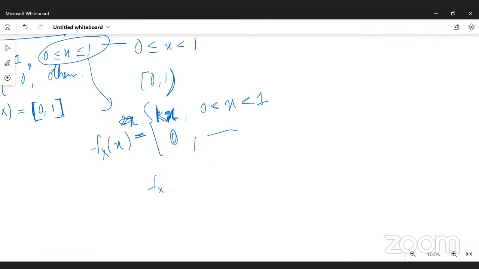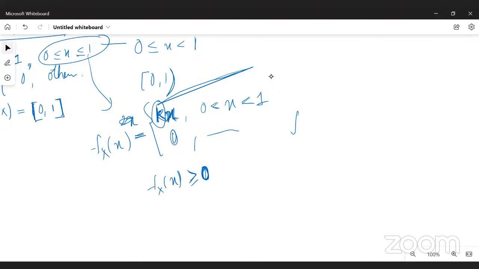Now we know that your f of x should be greater than or equal to 0. So this is always going to be a positive number, k, for any positive number. If you integrate it, you are not going to get a negative value here. Its integration will be kx square by 2, and you take the limit.